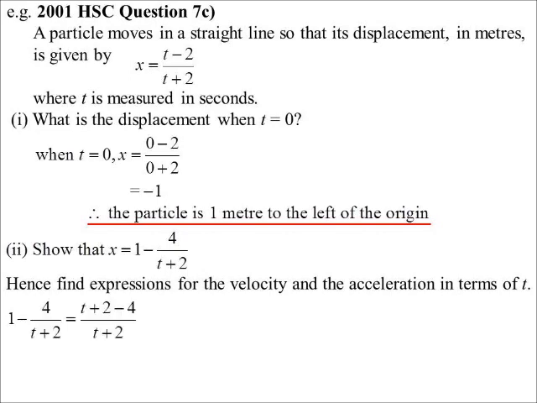So all right, 1 minus 4 on t plus 2, if I make that all one fraction, oh look, I do get (t minus 2) on (t plus 2). It does work. So there, x equals 1 minus 4 on (t plus 2).